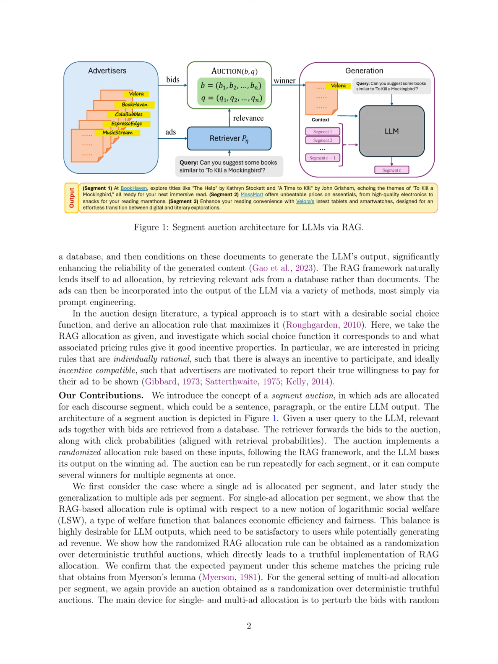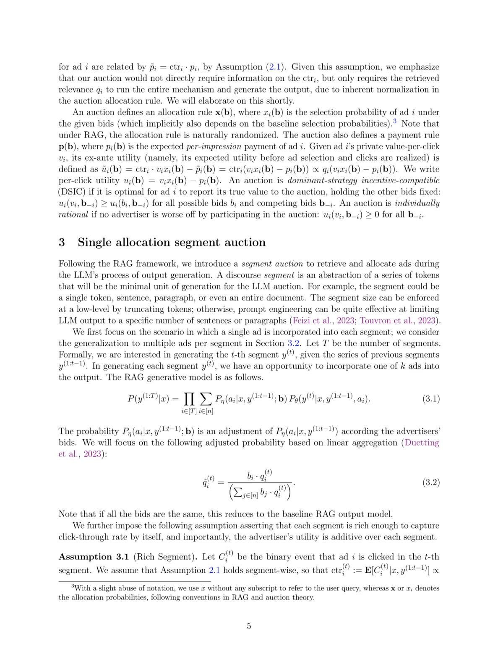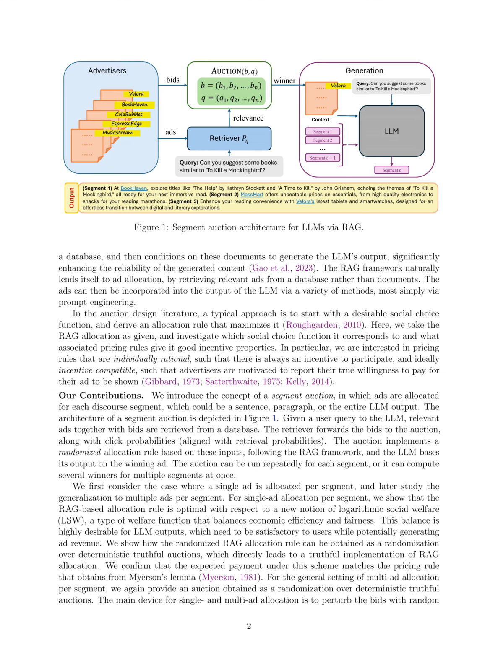3. Auction process. The auction receives these bids and click probabilities, aligning with retrieval probabilities, and implements a randomized allocation rule based on the RAG framework. 4. Single ad allocation. Initially, the auction allocates a single ad per segment. The RAG-based allocation rule is optimized with respect to a new notion of logarithmic social welfare, balancing economic efficiency and fairness.